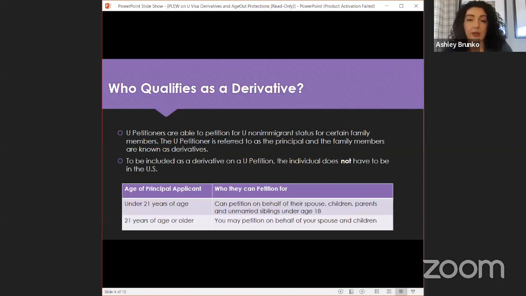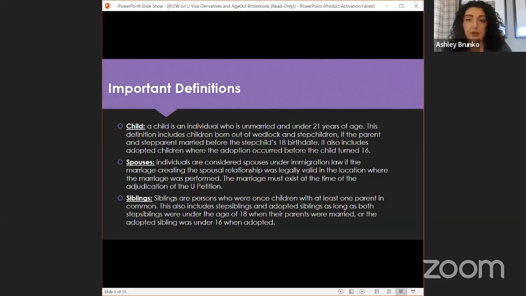While that may seem straightforward enough, the Immigration and Nationality Act, which is the main source of law that governs immigration, has very specific and sometimes unique definitions of child, parent, sibling, as well as how you go about calculating an individual's age. So in the eyes of the INA, the Immigration and Nationality Act, a child is an individual who is unmarried and under 21 years of age.